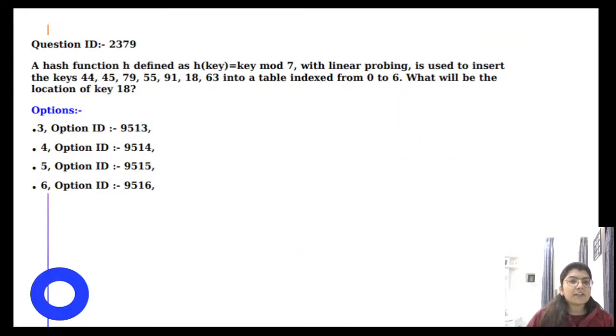So a hash function h is defined as h key equal to key mod 7 with linear probing is used to insert the key. So we have done this question already, but still let's see what is the answer for this one.